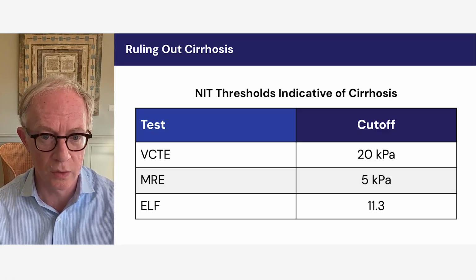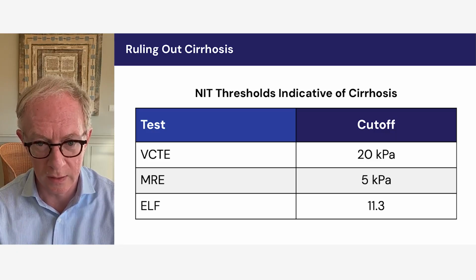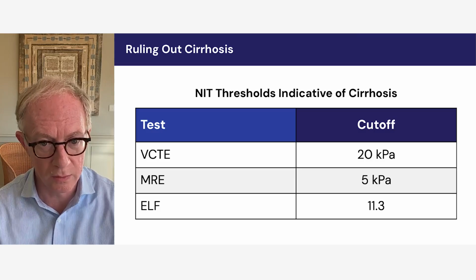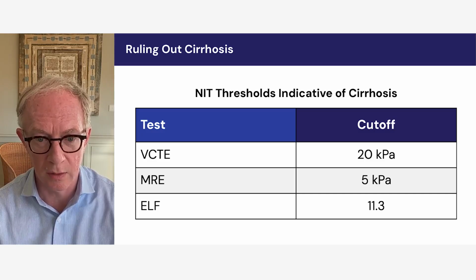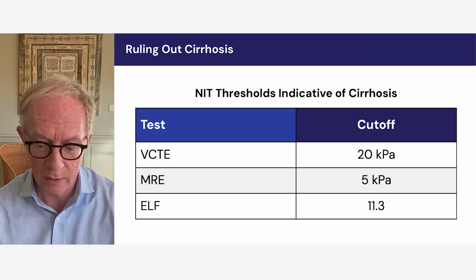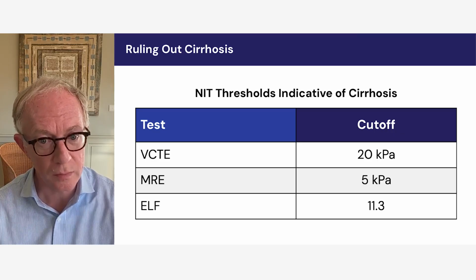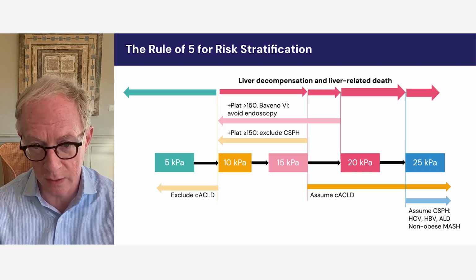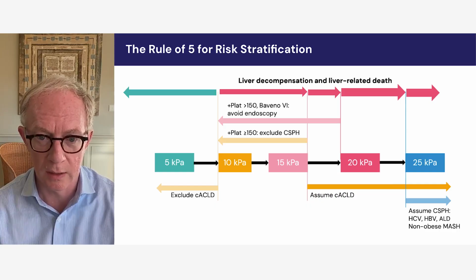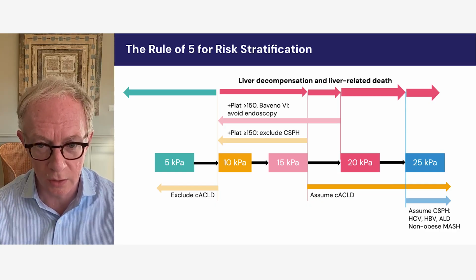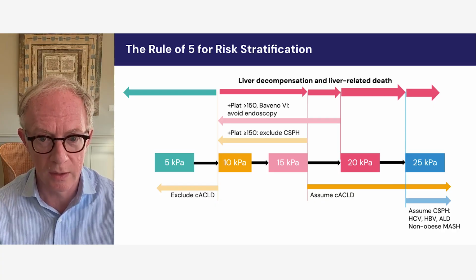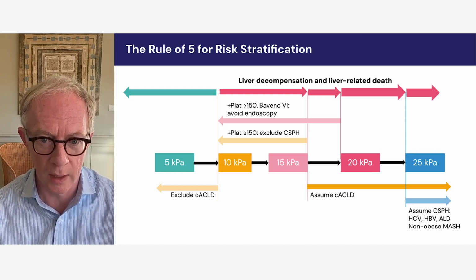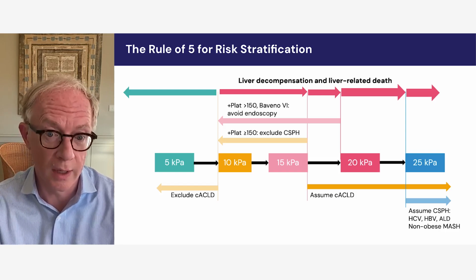Thresholds that we use to exclude cirrhosis are the 20 kilopascals for VCTE, 5 kilopascals for magnetic resonance elastography that I mentioned, and then the ELF test, there the upper threshold for the diagnosis of fibrosis is 11.3. The 20 kilopascals for VCTE are an important one, although if I refer to the Baveno guidelines and the rule of 5, already from 15 kilopascals on, we can assume that it's compensated advanced chronic liver disease, so being close to cirrhosis, and especially in the category between 15 and 20, we need additional confirmatory or exclusionary tests, and there a test like ELF could be very helpful to have a more reliable diagnosis of cirrhosis or exclusion of cirrhosis on the other hand.